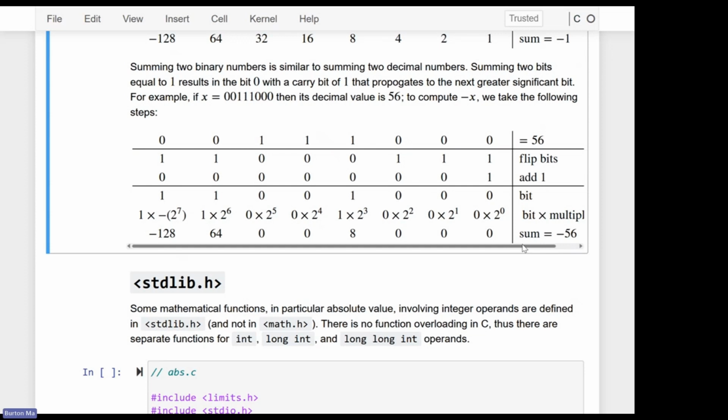On your computer CPU, there's actually hardware that does this. If you send the operation minus x to your CPU, the bits of x get flipped and then 1 gets added. It turns out this is very easy to implement in hardware, which is one of the reasons why 2's complement representation is used. There are other advantages to the 2's complement representation as well.